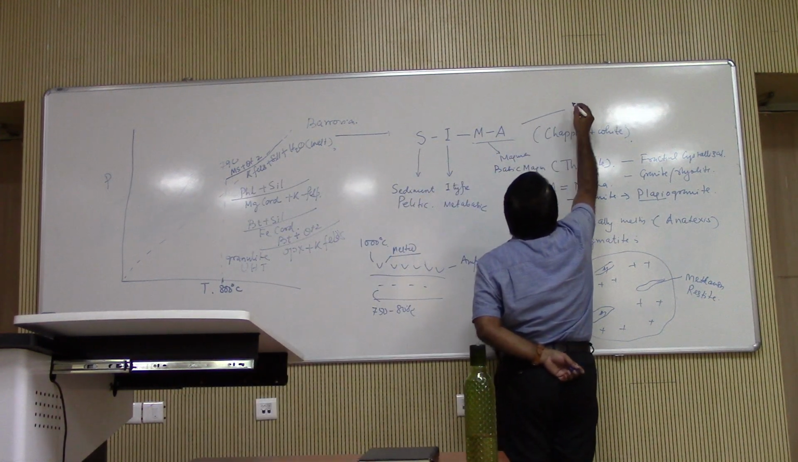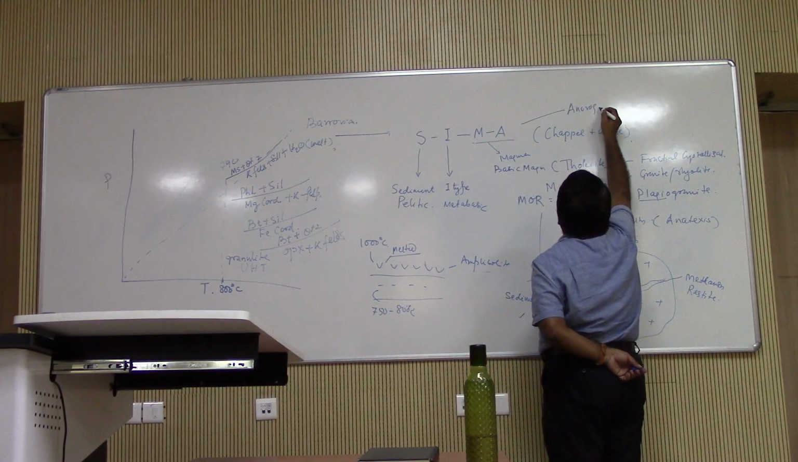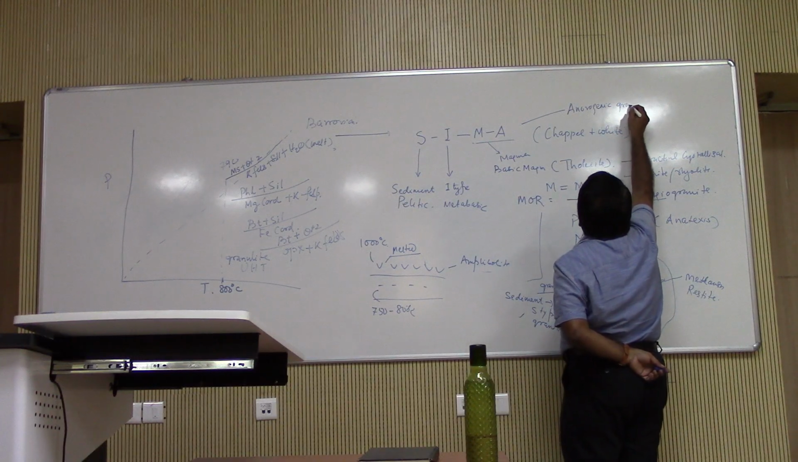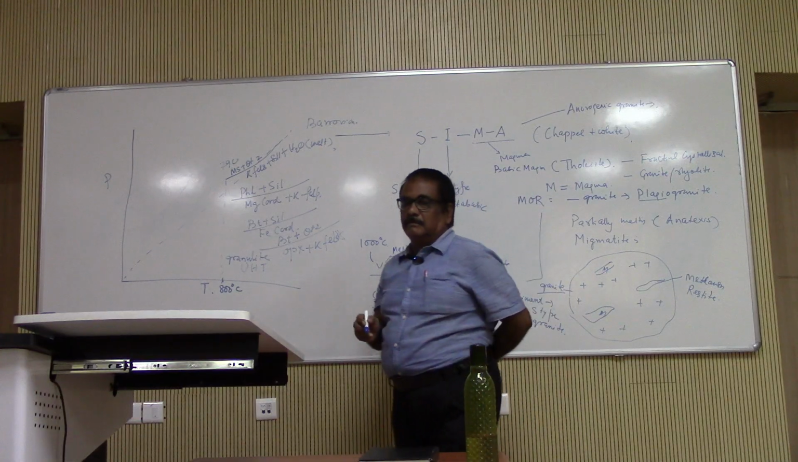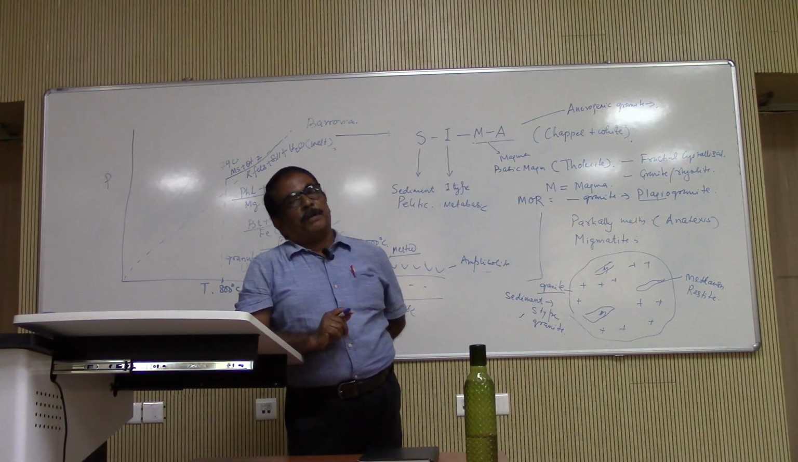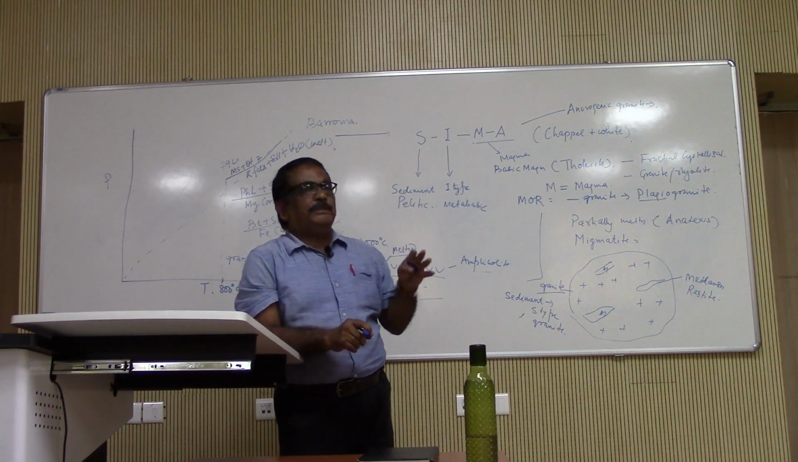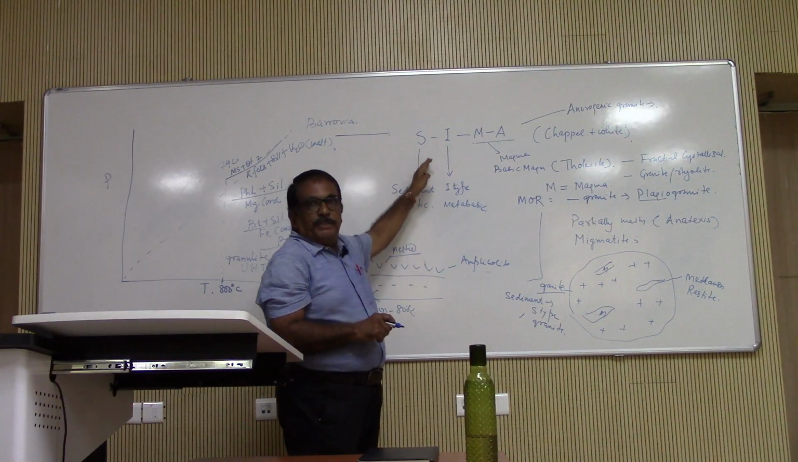Similarly, A. A is called an anorogenic granite. These are also produced from magma. But these are produced in an anorogenic setting. Means how these settings happen. These are in an orogenic setting.